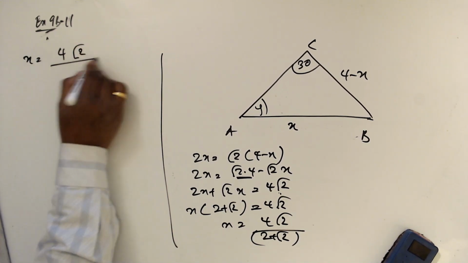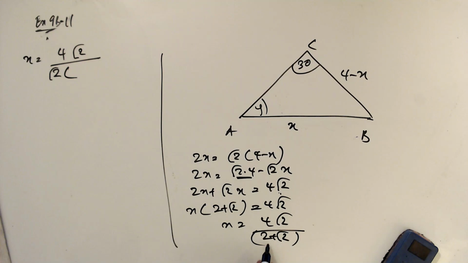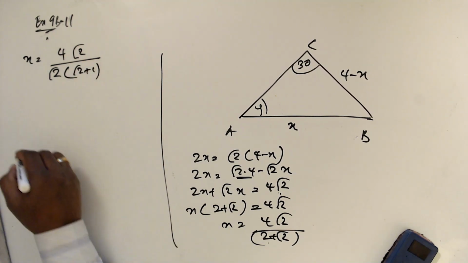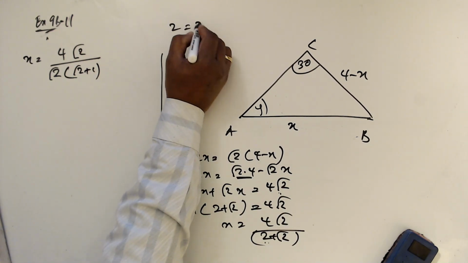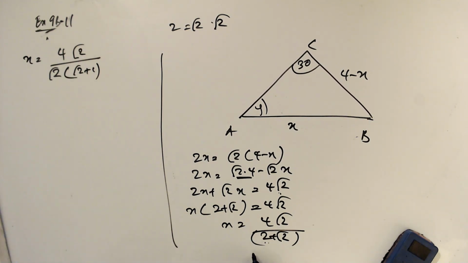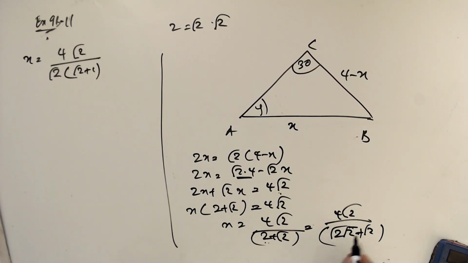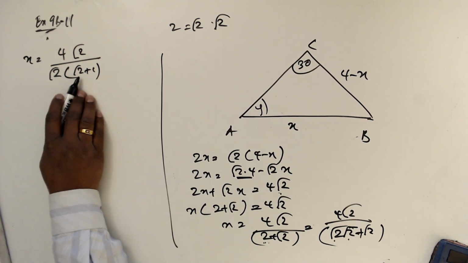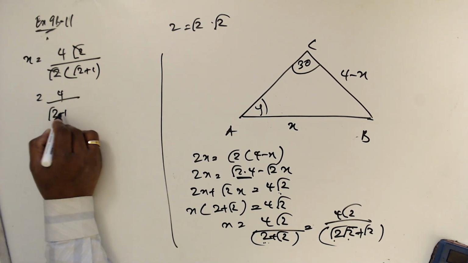4 square root 2 over, when I take a square root 2 out, this is going to be square root 2 plus 1, because 2 is square root 2 times square root 2. When I take a square root 2 out, 1 is remaining, and this cancels out. So 4 over square root 2 plus 1.